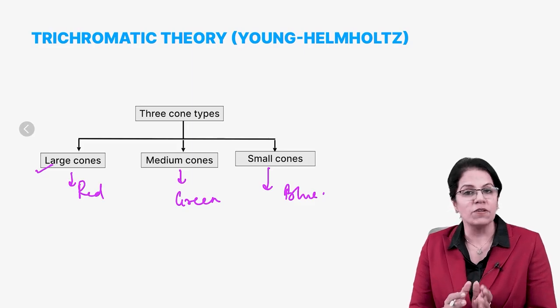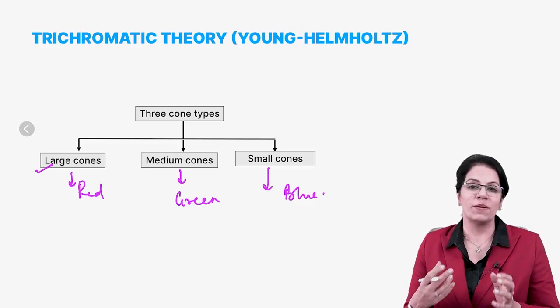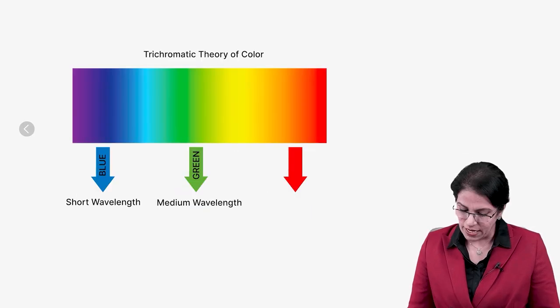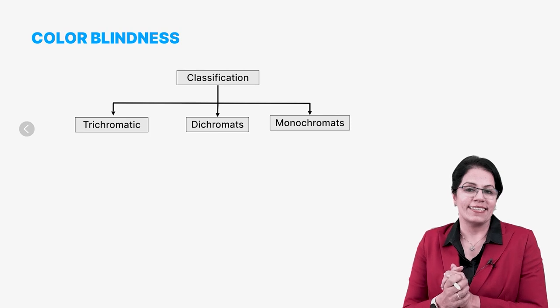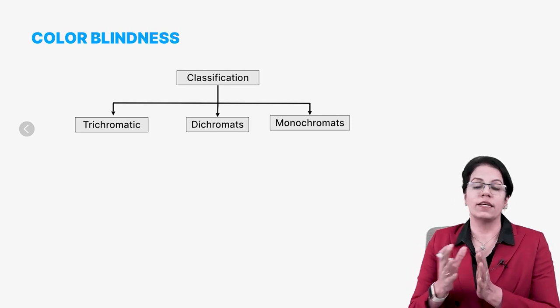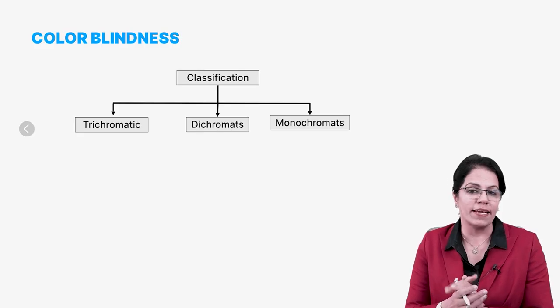And it is a combination of these three through which we are able to appreciate so many colors. Okay, so short wavelength is blue, medium is green and long is red. So when you talk about color blindness, there are two ways you can actually classify or learn the types of color blindness.